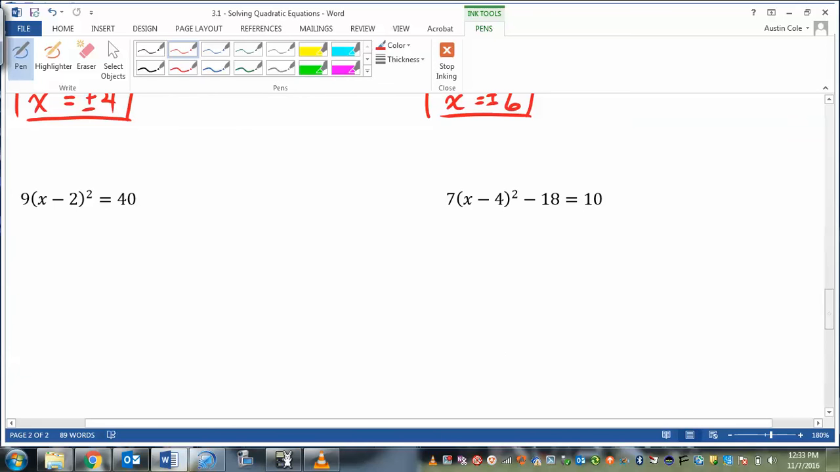Okay, get into a little bit more complex one here. Actually, let's come over and do this one first. Oh man. Now we've got more than just x squared, it's x minus 4 squared. So here's our goal. We need to get rid of all the stuff that's not squared first. So that means the negative 18 and that means the 7. Which one of those am I going to do first? I'm going to add 18 to both sides. And so 7 times x minus 4 squared equals 28.